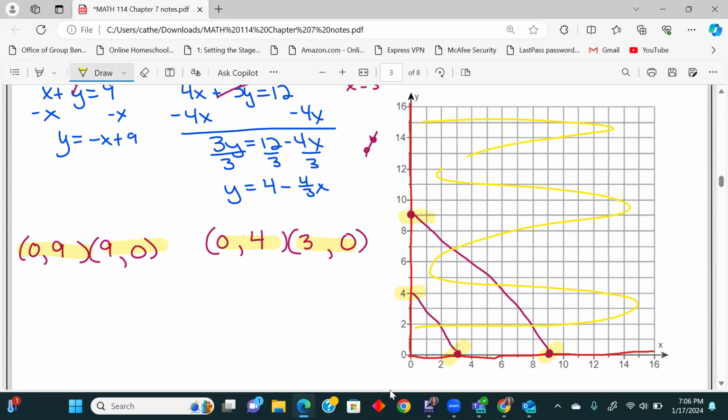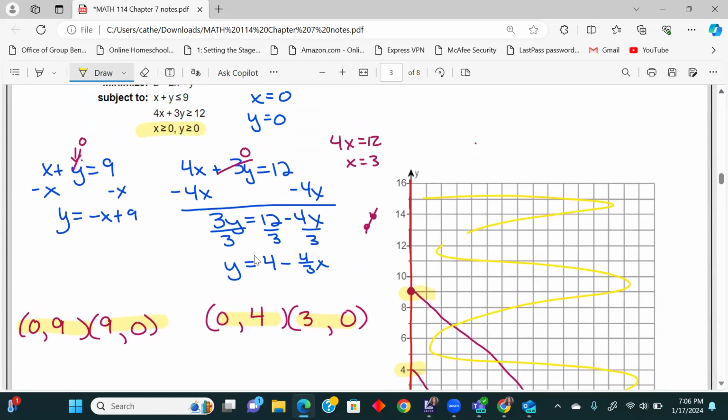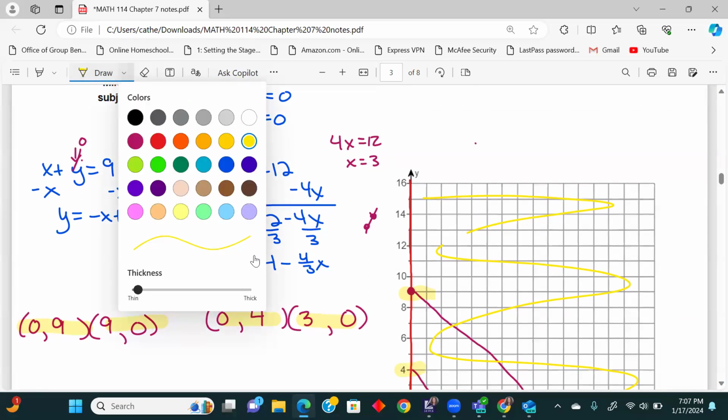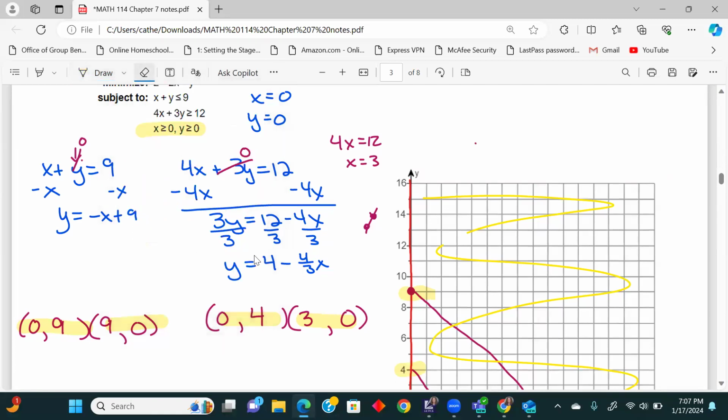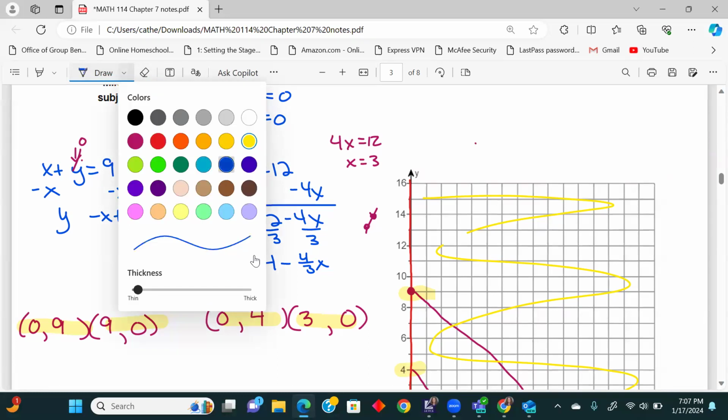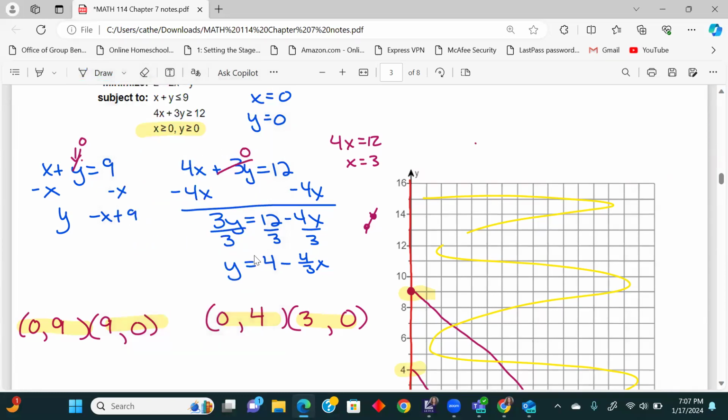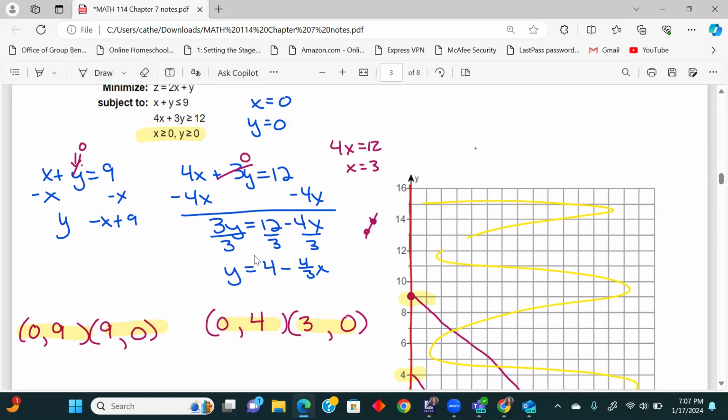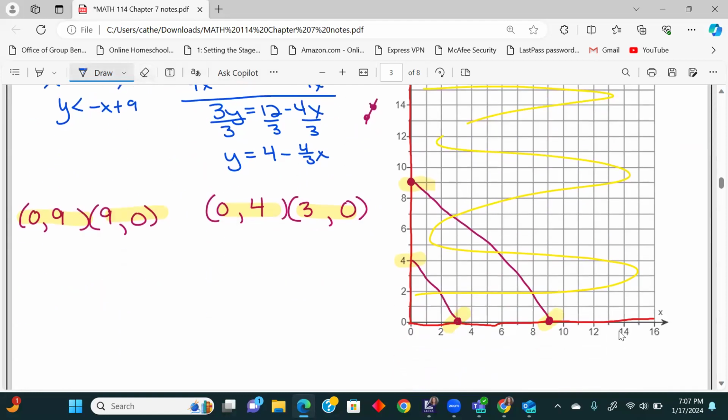The other two we had was x plus y is less than 9. Okay. We did convert it to an equal sign. So let's take it back to the original sign it had. Let's go back to blue. X plus y. All right, so y is less than, so let's see where that is.